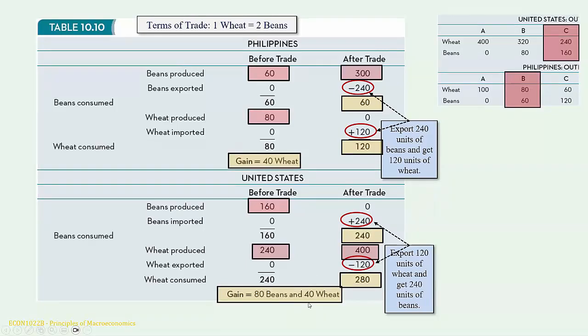So again, the whole point here is that even though the United States has an absolute advantage in both of these goods, it's still beneficial for both countries to engage in trade. So, you're getting a much larger economic pie.